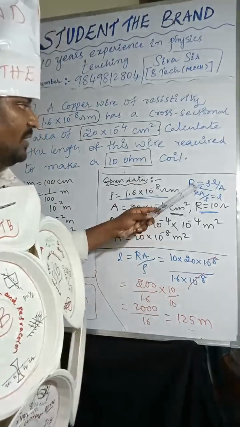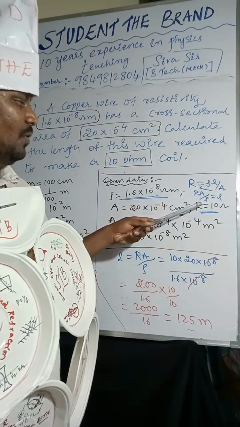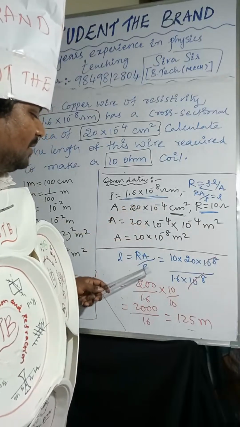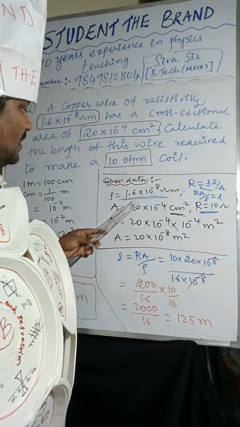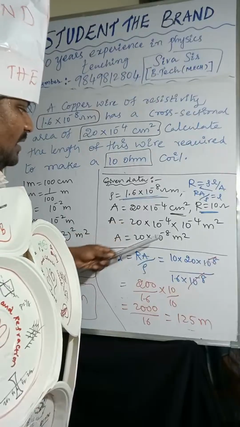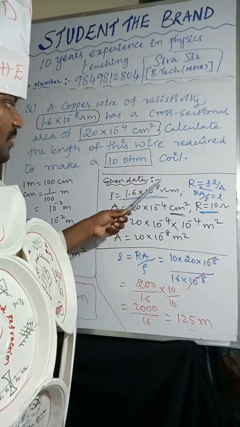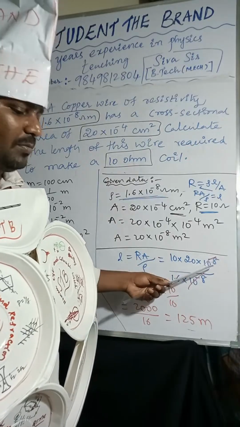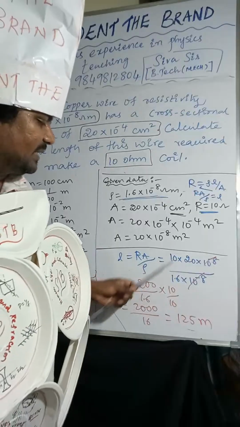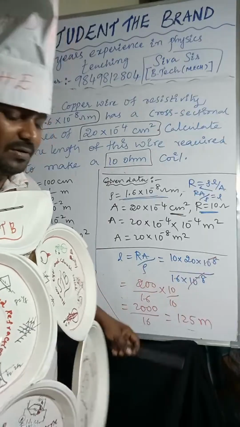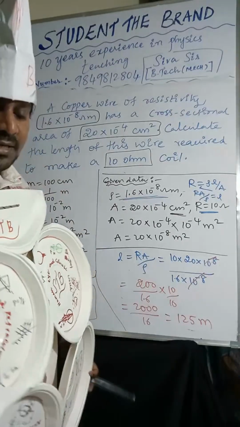So the formula is R equal to rho into L by A. Cross multiply: L equal to RA by rho. R equal to 10, already given here, into the area of the cross section, 20 into 10 power minus 8, and resistivity 1.6 into 10 power minus 8. So 10 power minus 8 and 10 power minus 8 get cancelled. So 200 by 1.6, again 10 by 10, so 2000 by 16 you'll get 125. So this is the answer.